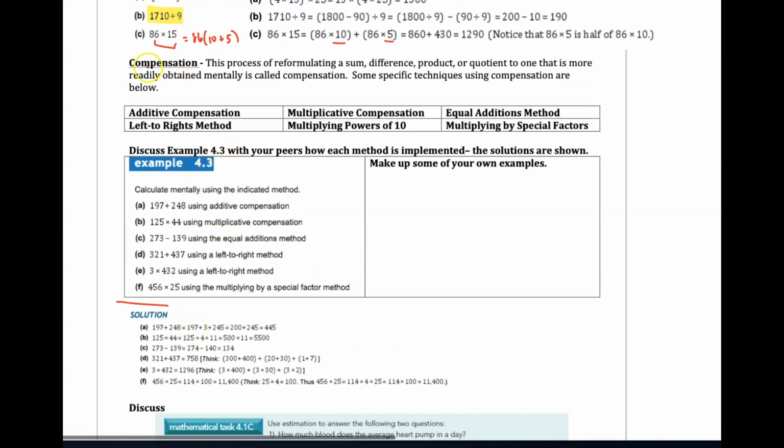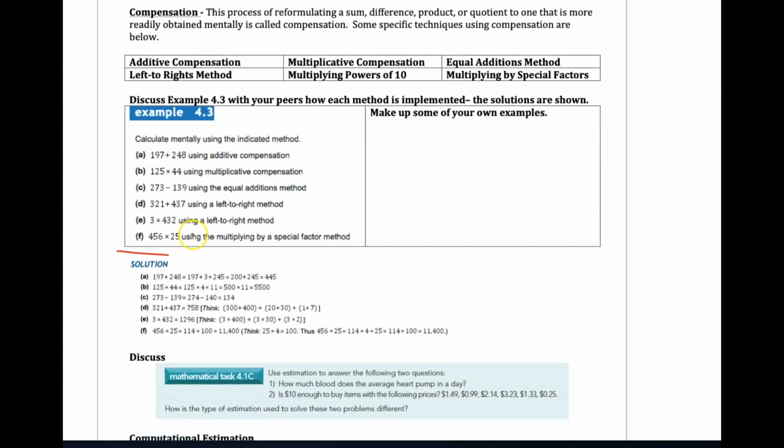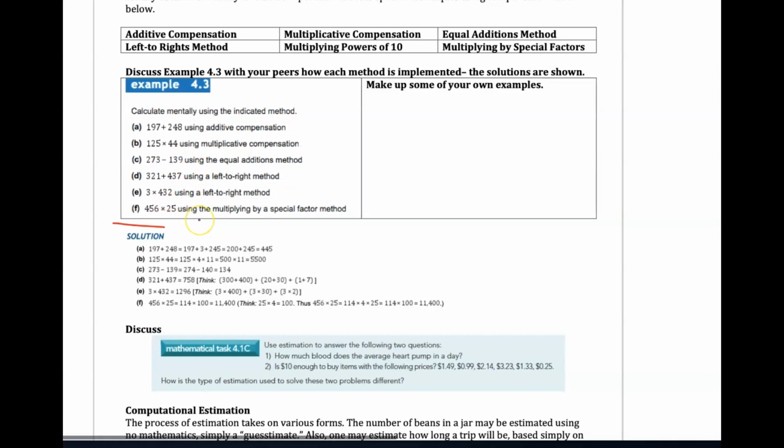And again, the word compensation is just any process that you use to reformulate, change, alter your equation to make it easy to calculate. And so you have all these different examples here. You can see how they get reformulated to solve these problems here. And so just go ahead and you'll be able to pause and look at some of those things. Again, the names aren't as important, but just understanding how we go about doing that.